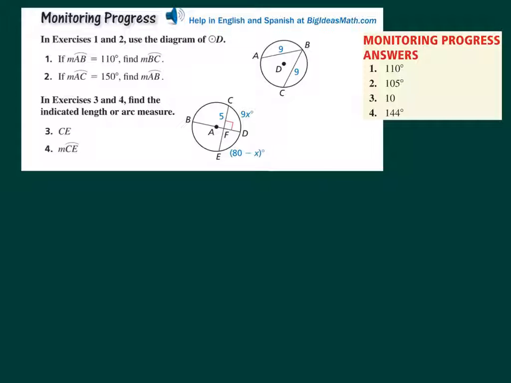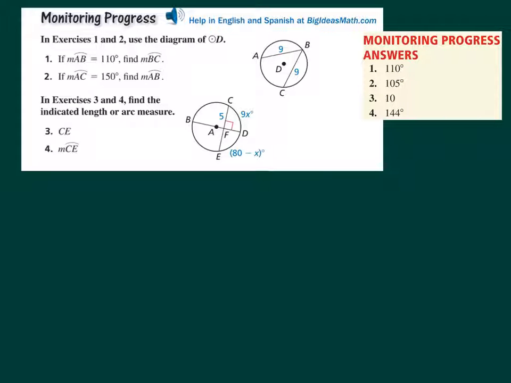So if I know my segments are the same here, basically if I know the measure of arc AB, I know the measure of arc AB is 110. Well, if 9 is the length of segment AB and 9 is the length of segment BC, that means the arc also has to be the same, 110.